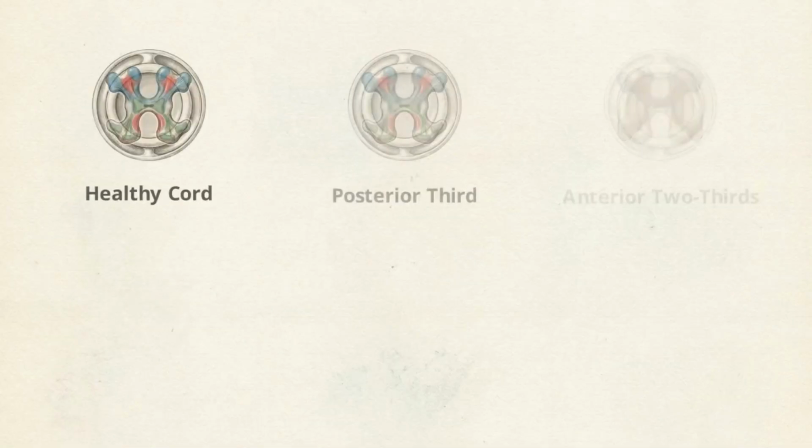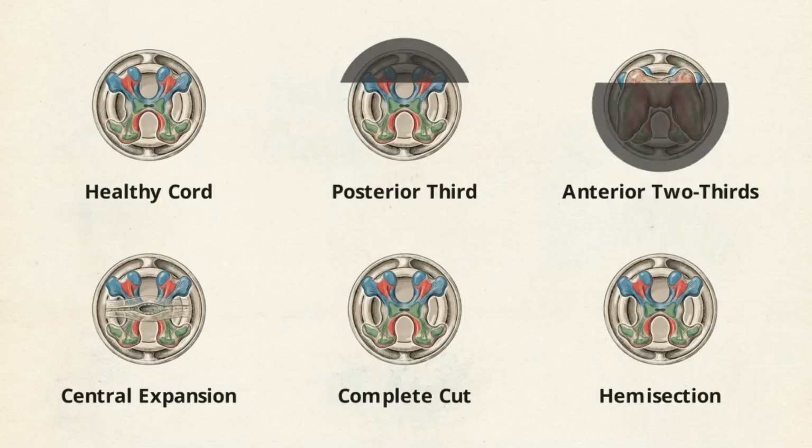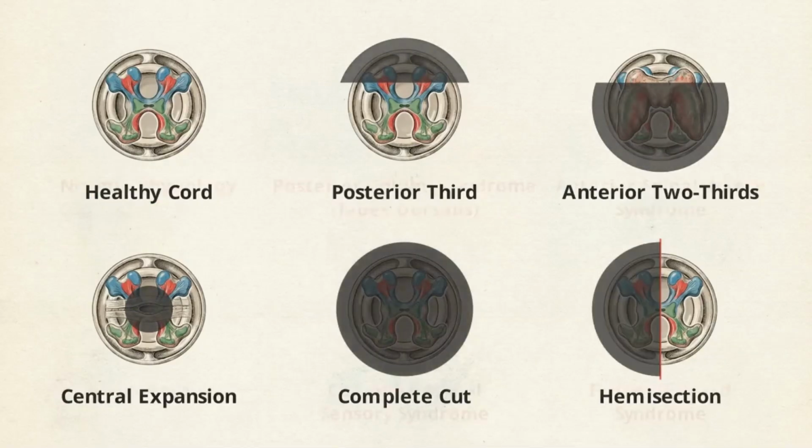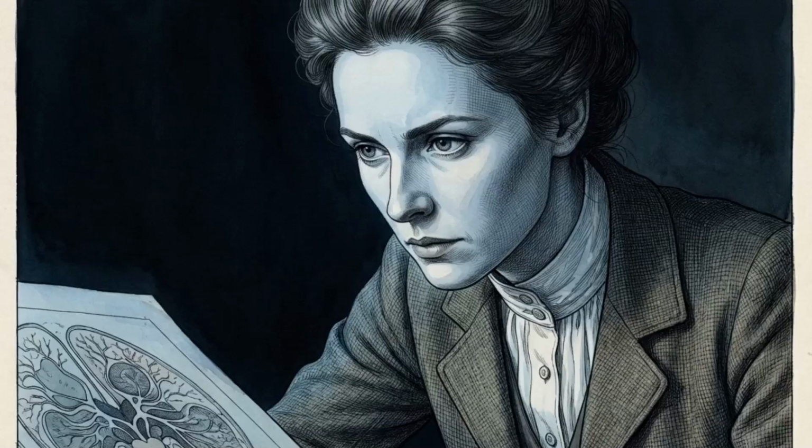Looking at these lesions side by side, we see distinct geometric boundaries: the healthy cord, posterior third, anterior two-thirds, central expansion, complete cut, and hemisection. Clinical symptoms are merely functional shadows of this tissue damage. The physical shape dictates the syndrome. This framework gives clinicians immense diagnostic power in real time.